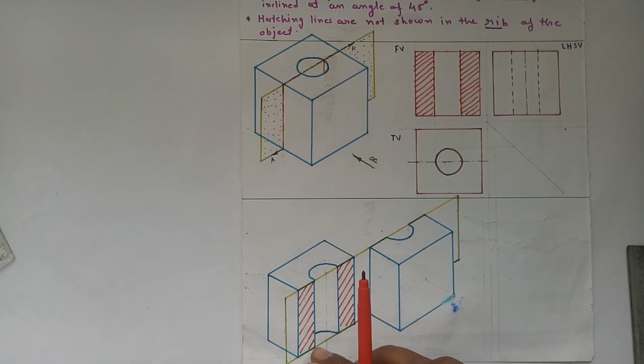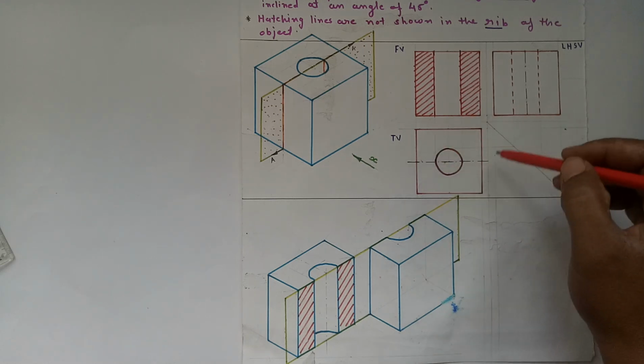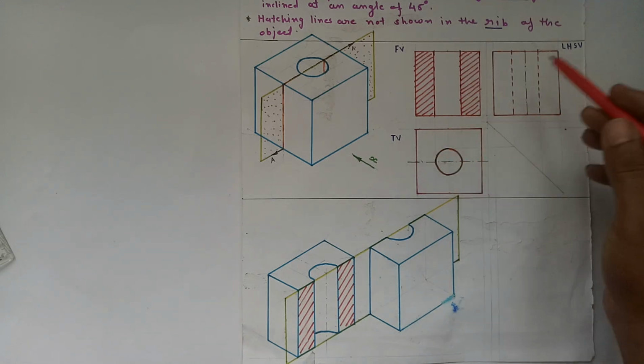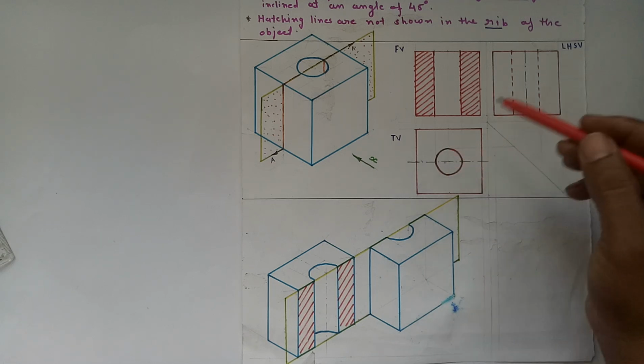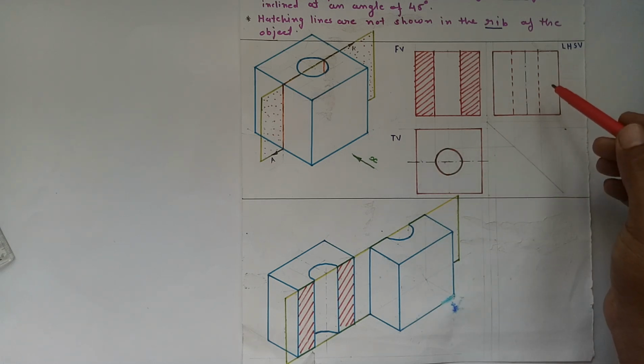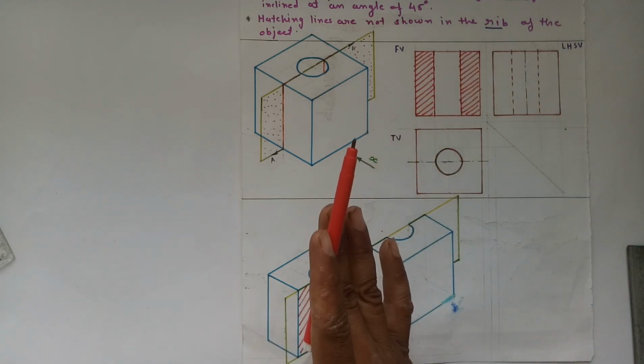Another important point is that there isn't any change in the left hand side view or top view of the object. So the left hand side view and top view will remain as they are. We have to take the section in the front view only.